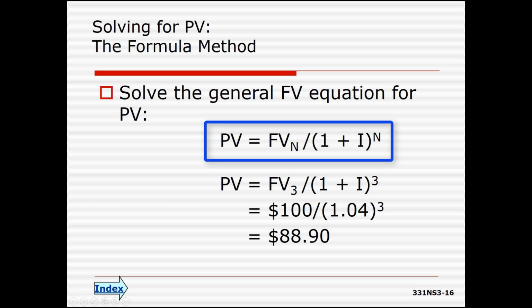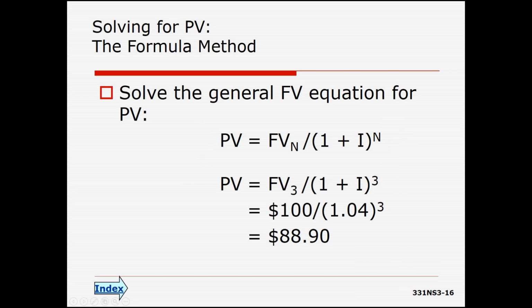Using the formula, PV is equal to FV divided by (1 plus I) raised to the n power. Present value is equal to $100 divided by 1.04 cubed. We can solve this in the calculator using the y to the x and 1 over x keys. Enter 1.04, y to the x, 3, equals, 1 over x, times 100.